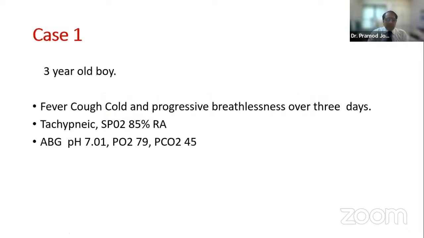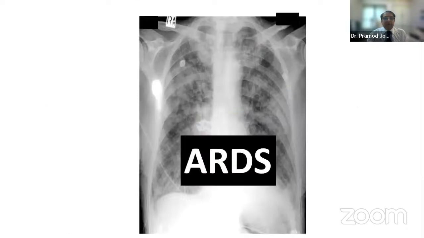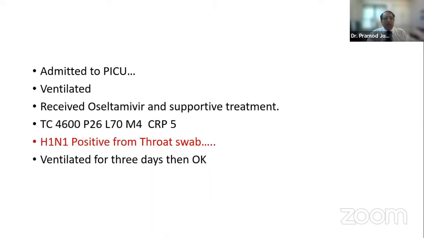Now, recently, I had a 3-year-old boy who came to me with fever, cough, cold, and progressive breathlessness over 3 days. This child was tachypneic. The respiratory rate was on the higher side for his age. Also, the saturation was 85% at room air. The blood gases showed acidosis. When X-ray was taken, the child was diagnosed as ARDS, a respiratory distress syndrome. We admitted this child to the PICU and ventilated the child. The child received Oseltamivir and supportive treatment. Of course, when the throat swab report came, it was positive for H1N1. This child was ventilated for 3 days and then he was all right.